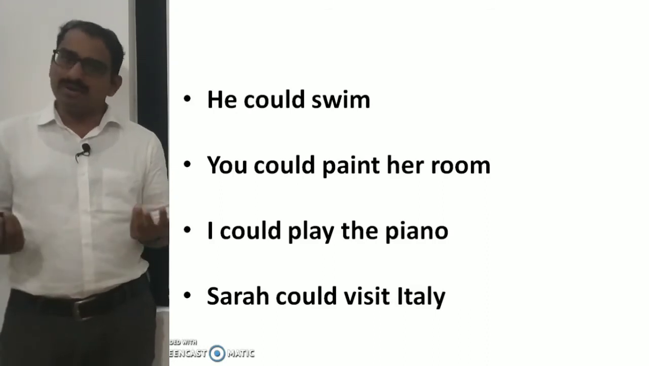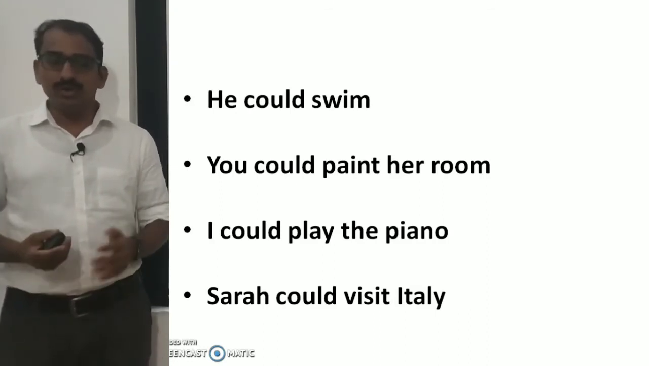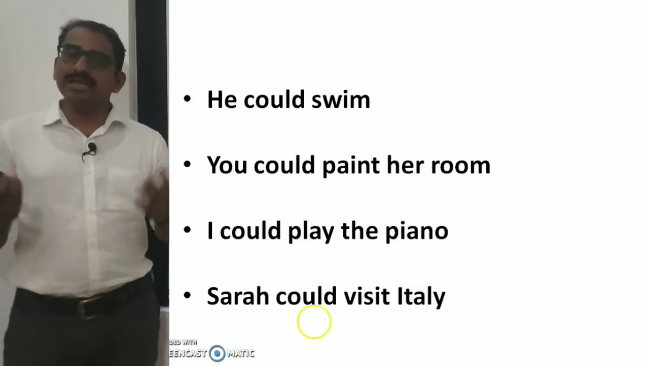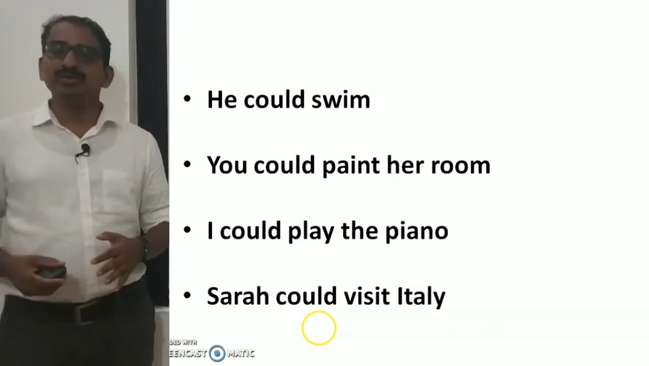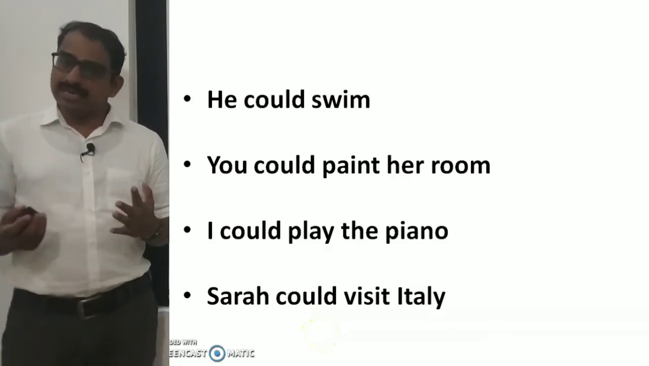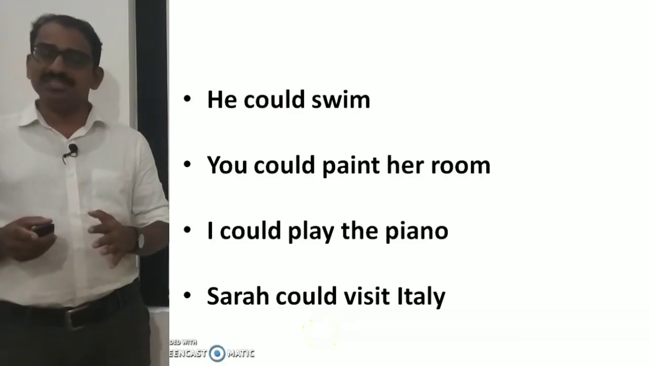He could swim. അവന് നീന്താൻ കഴിഞ്ഞു, സാധിച്ചു. You could paint her room. I could play the piano. എനിക്ക് പിയാനോ വായിക്കാൻ കഴിഞ്ഞു, സാധിച്ചു. Sarah could visit Italy. സാറയ്ക്ക് ഇറ്റലി വിസിറ്റ് ചെയ്യാൻ സാധിച്ചു.